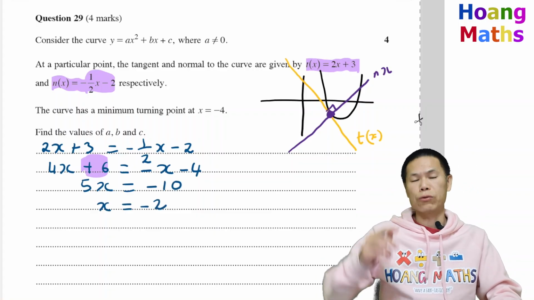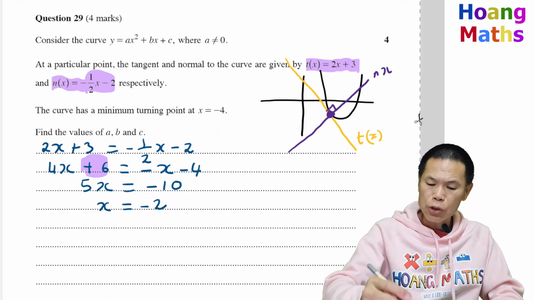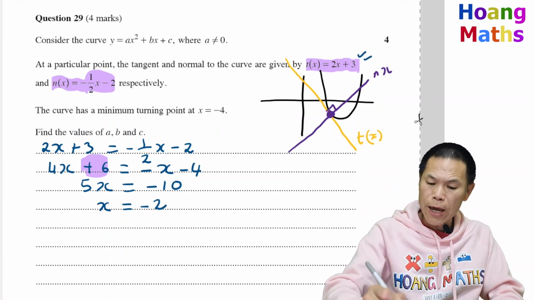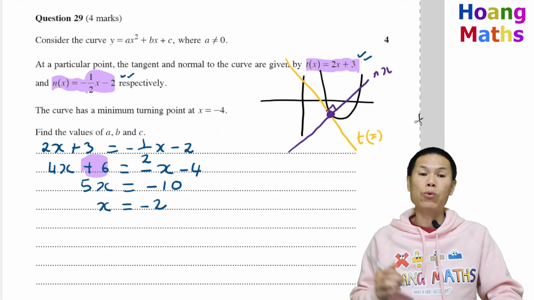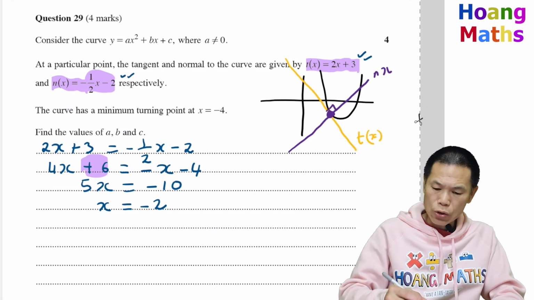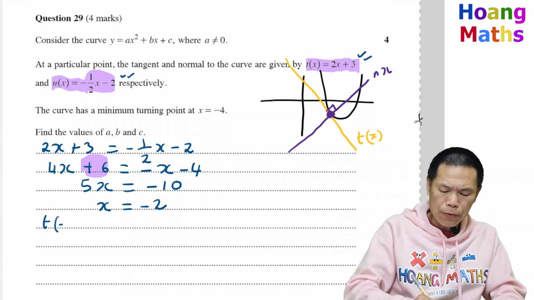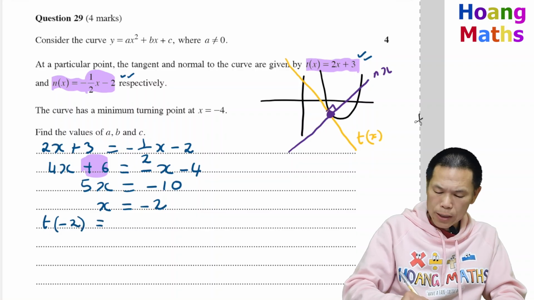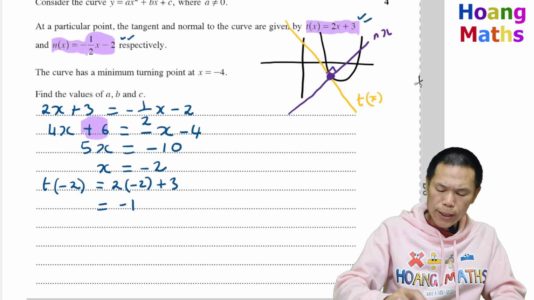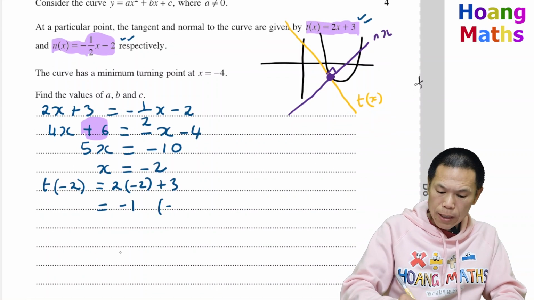So there you go. We can find y by substituting into t of x or n of x. We should get the same answer. So let's substitute into t of x. That means t of negative 2 is 2 times negative 2 plus 3, so that gives me negative 1. So the point is negative 2, negative 1.